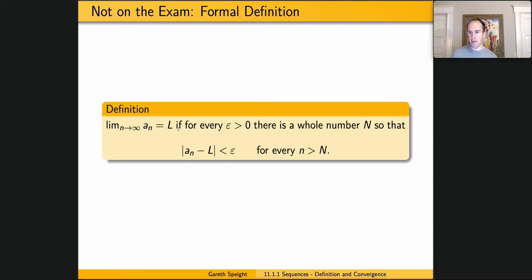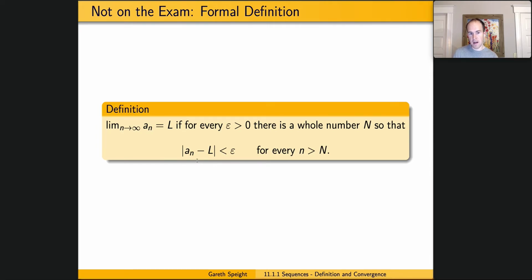Remember, we said however close we want to be to L, there is some way to quantify that. For any epsilon bigger than 0, which measures how close I want to be, there is a whole number n, so that if I look at all the terms after n, far enough along in the sequence, then the absolute value of a_n minus L is less than epsilon.